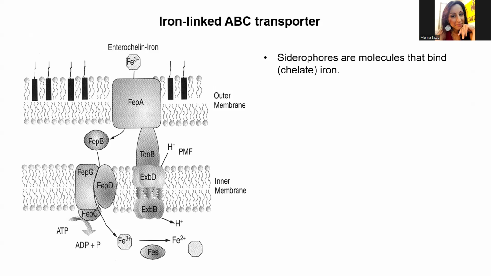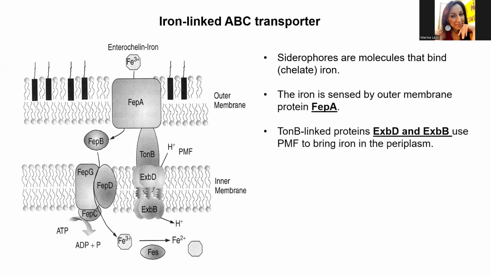Again, this is not the same as TonC. So this TonB is just a linker. TonB is linking these ExbBD proteins that are using PMF to bring iron into the periplasm. So there is a teeny tiny PMF involved here, but it's also related to ATP hydrolysis, because ATP hydrolysis is happening inside of the cytoplasm, and it enables this transfer from the outer membrane to the periplasm and then to the cytoplasm. And all of these transports that I just explained to you are involving some sort of sensor.